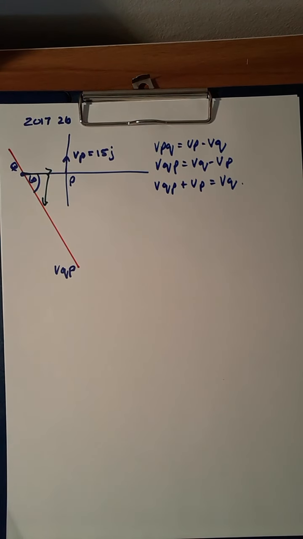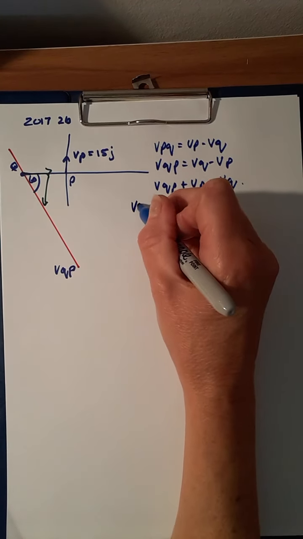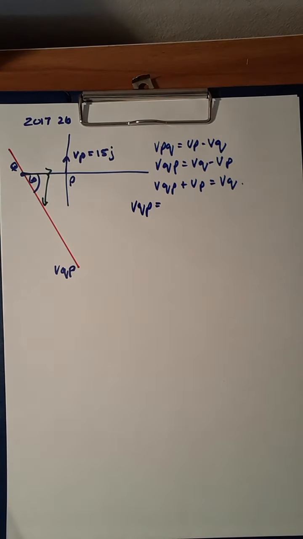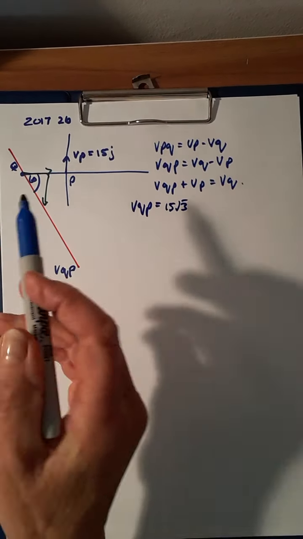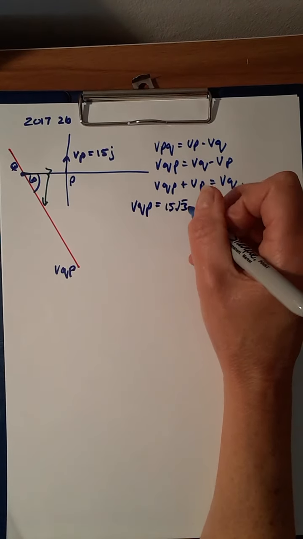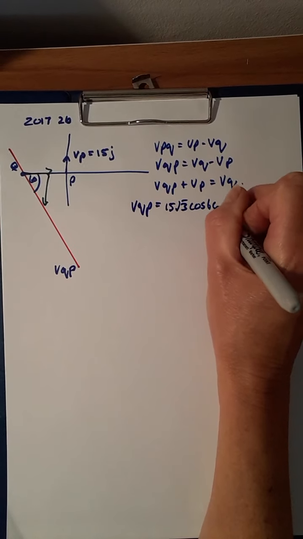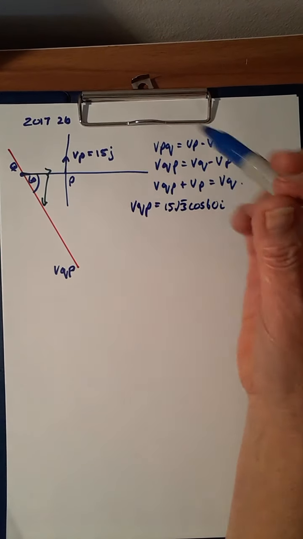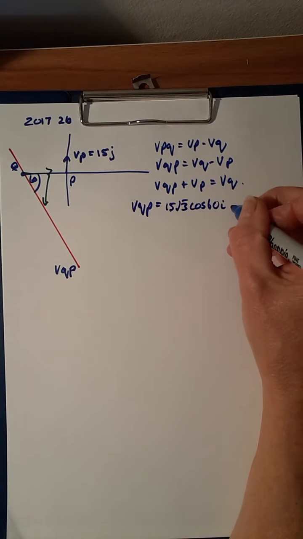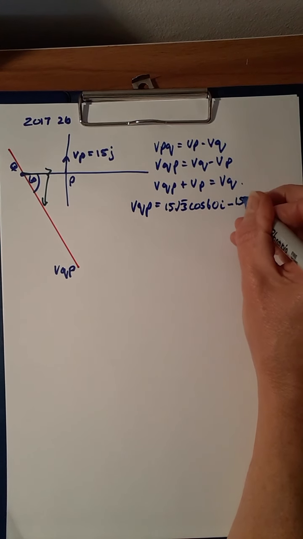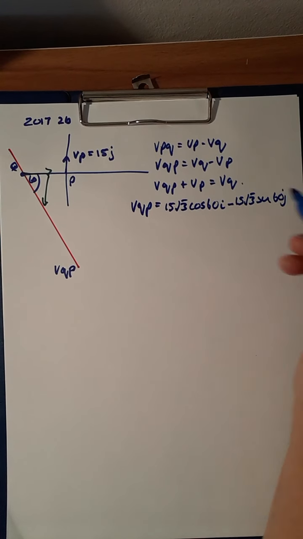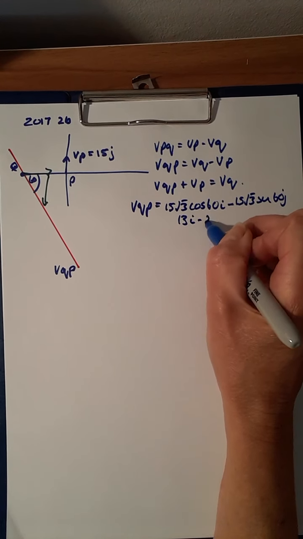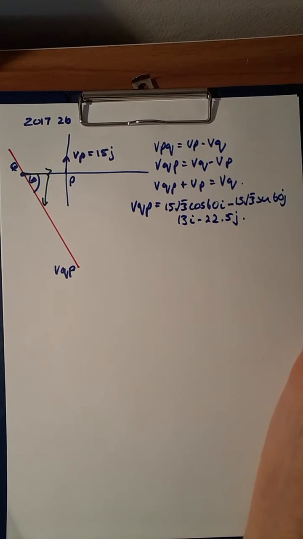Okay, so the i component of that VQP, the speed I'm told is 15 root 3. This is the adjacent side and it's in the positive i direction, so that's cos 60 on the i. Now the j direction is going down the negative direction, so this is minus 15 root 3 sine of 60 on the j. And when you work that out, you get 13i minus 22.5j.